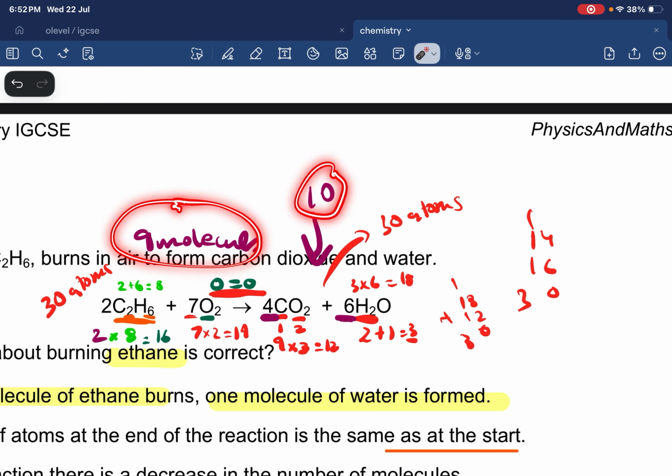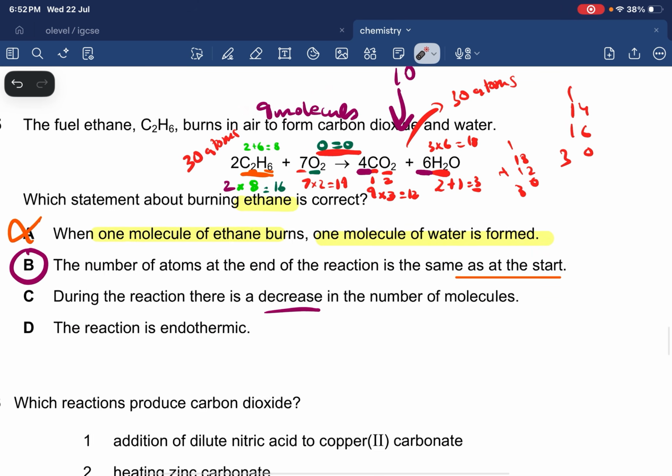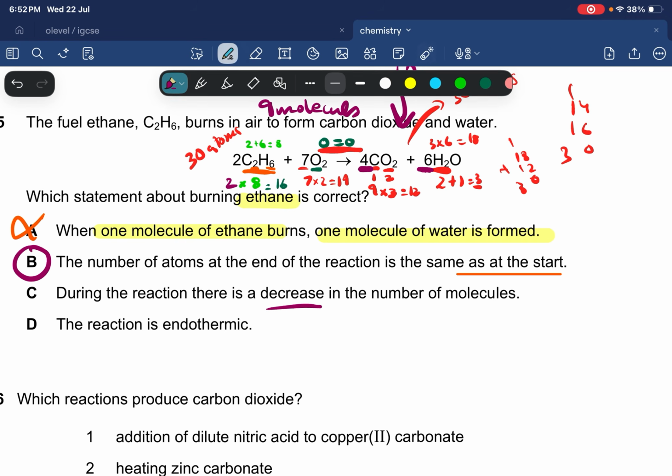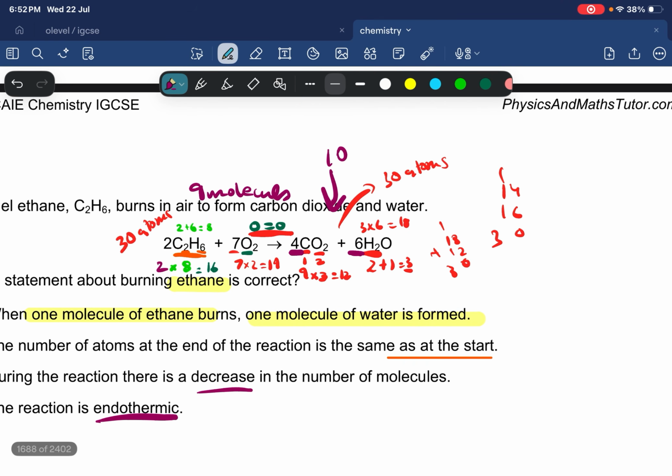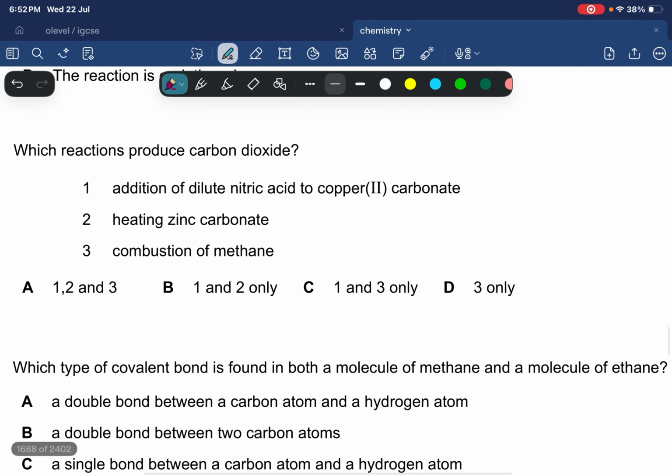So that means, what are we doing? We're increasing. So how can there be a decrease in the number of molecules, when there's an increase? The reaction is endothermic. Oh my god. If combustion is happening, you're combusting a hydrocarbon, how can that be endothermic? Combustion reactions are always exothermic. They're always going to give out energy.